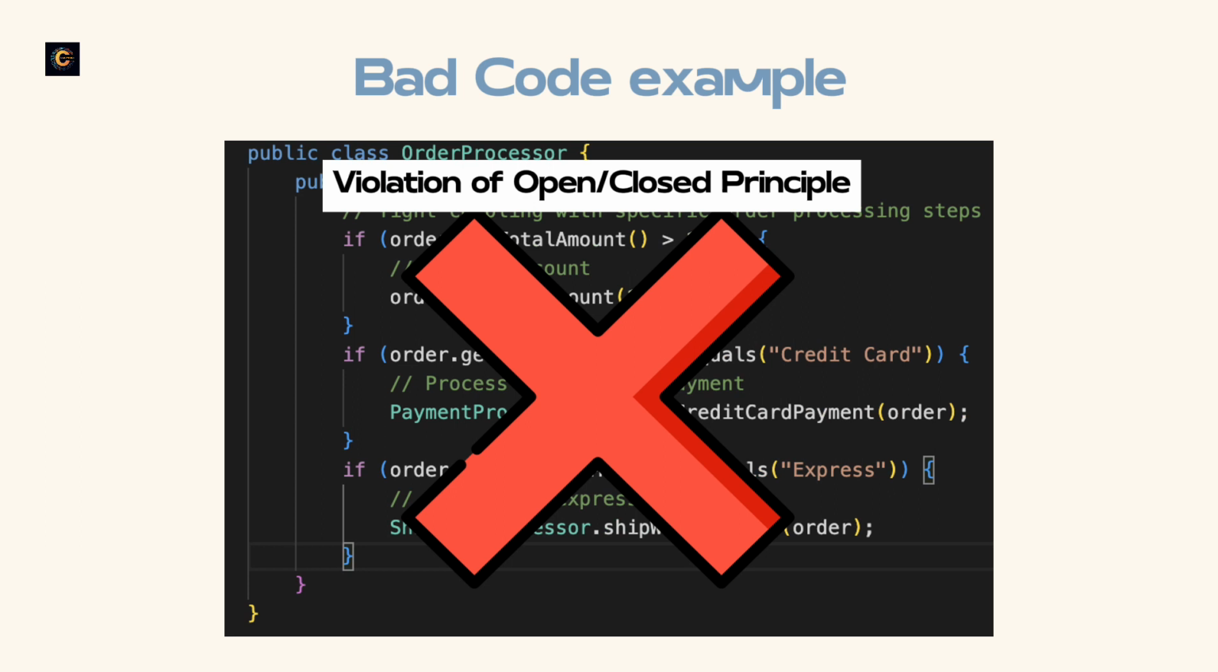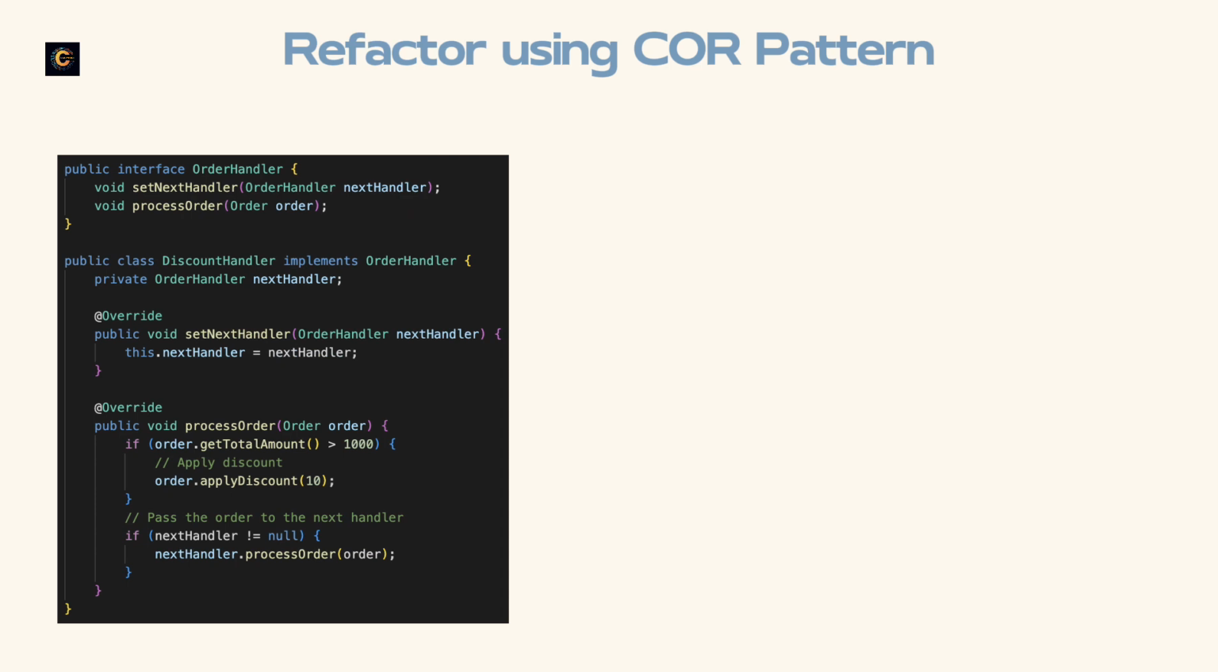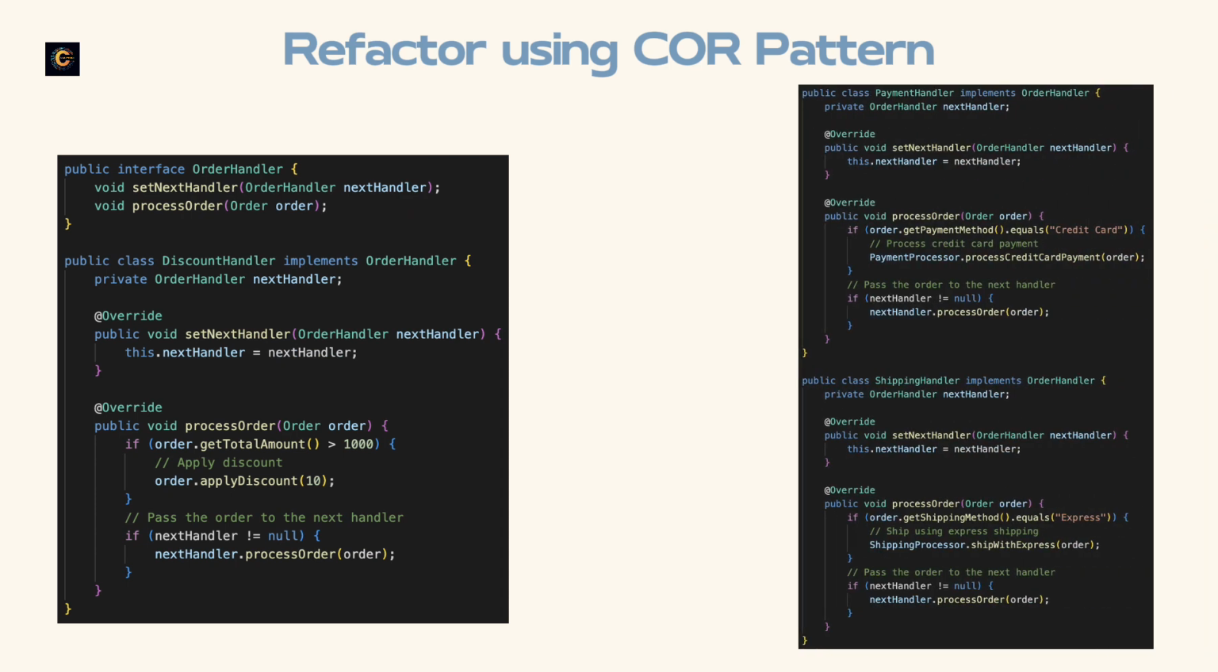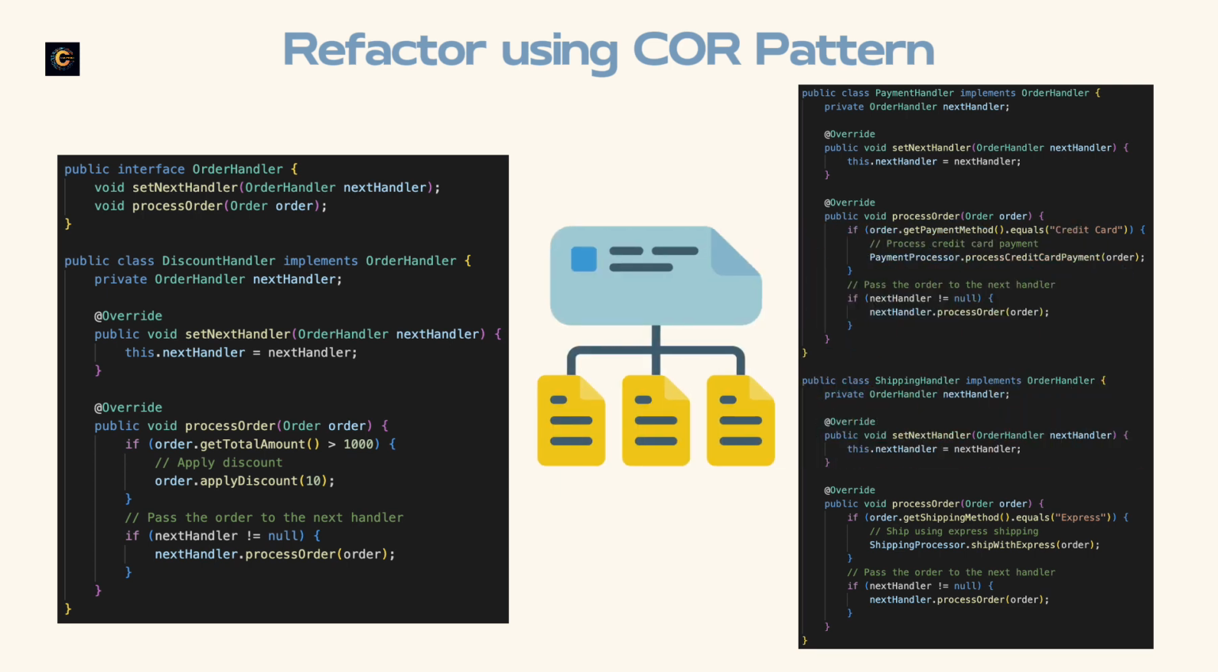Now, let's refactor this code using the chain of responsibility pattern to achieve loose coupling. In this refactored code, we have made some improvements to handle orders. Instead of having one big chunk of code that tries to do everything related to processing an order, we split the task into smaller, more manageable pieces. Now, we have different handlers, each assigned to do a specific job in the order process.